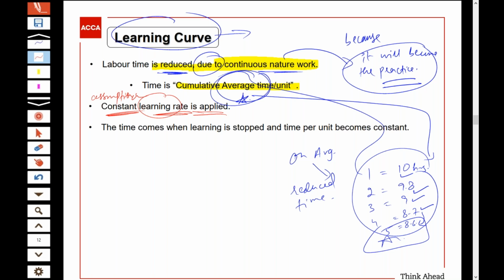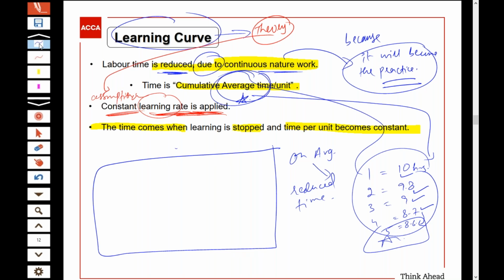Obviously there are human effects there, but this is the theory, which assumes a constant learning rate in all situations, which is obviously one of the limitations of the learning curve theory. But the time comes when learning stops and time per unit becomes constant.